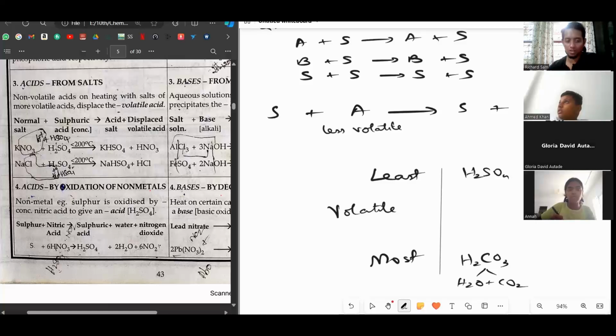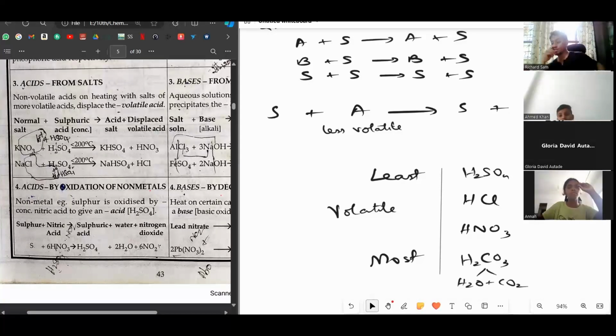Now, in between this, you have HCl and HNO3. Okay. So this is the order of only these four acids you need to know. H2SO4, HCl, HNO3, and H2CO3. From that, the first three are the strong acids. Right. Okay, write down this order of volatility from the least to the most. Done?